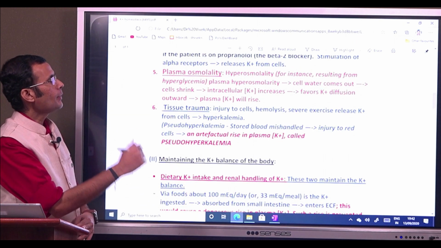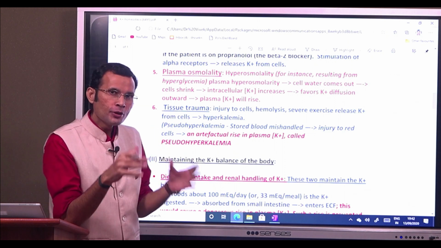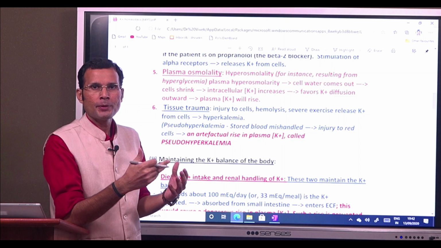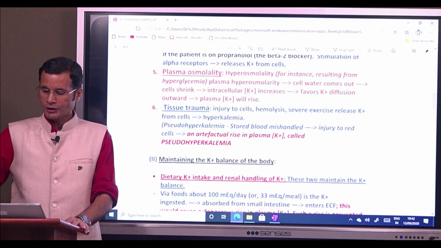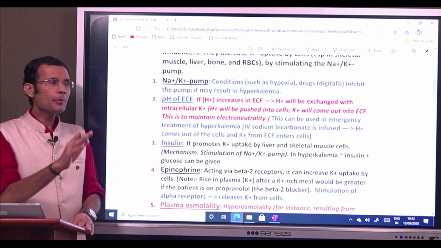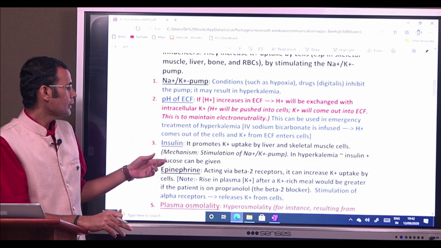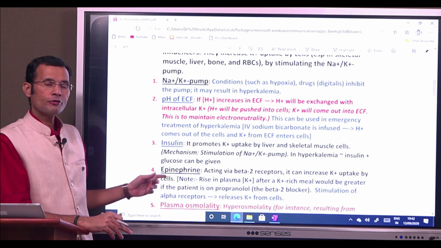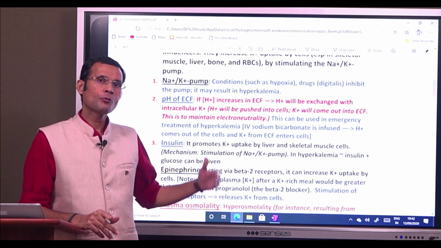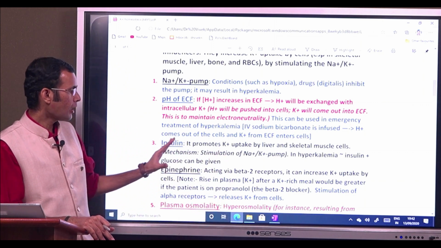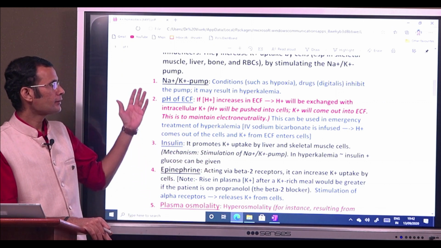Right, one more point, plasma osmolality. Remember, we are discussing the influencing factors that alter the plasma potassium levels or ECF potassium levels. What we have discussed so far, I told you at the start, insulin, epinephrine, aldosterone, the three most important physiological influencers. We have seen the effect of insulin, we have seen the effect of epinephrine. Aldosterone I am going to reserve for the discussion along with the kidney. So right now we have discussed these two, plus pH of the extracellular fluid, then sodium potassium pump of course.